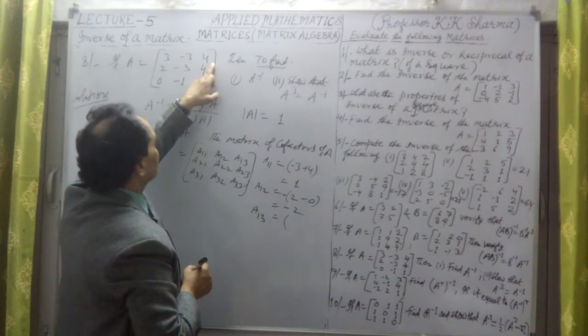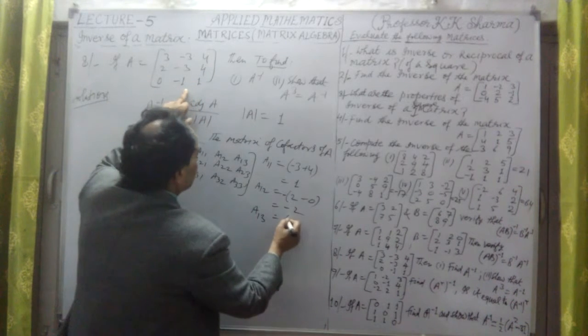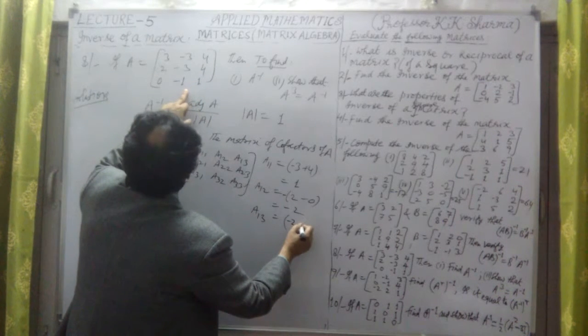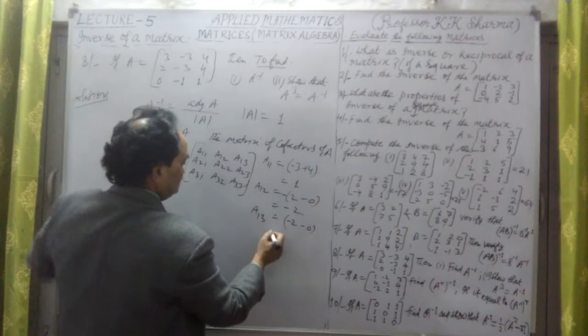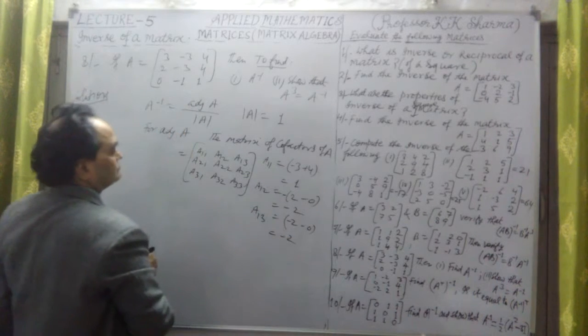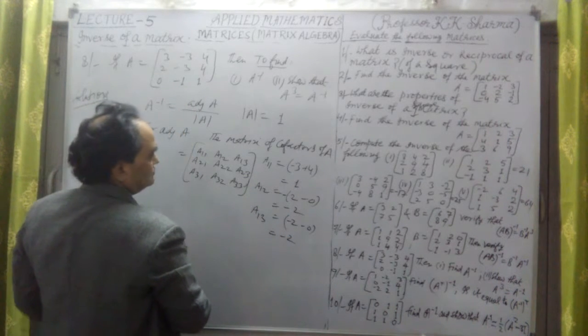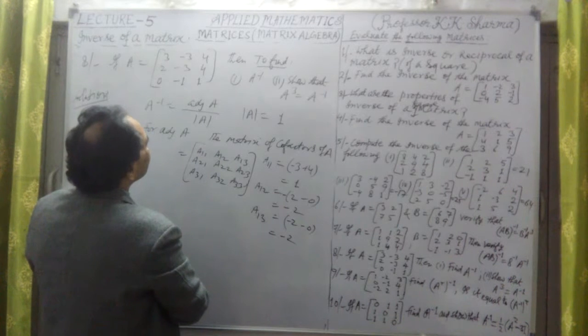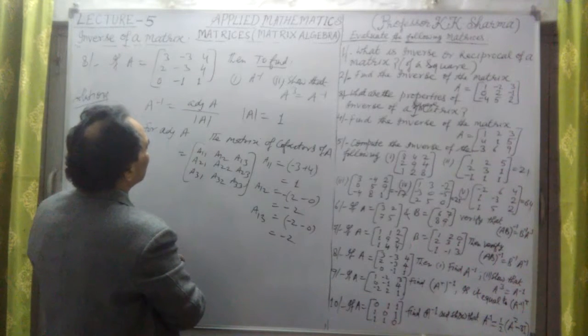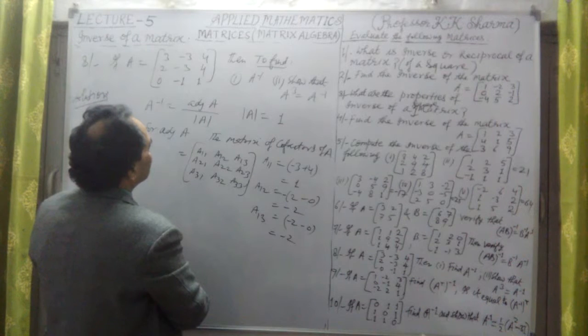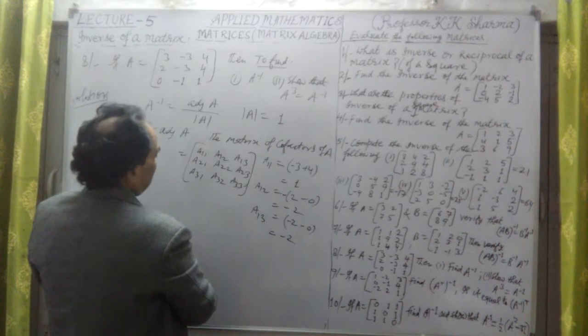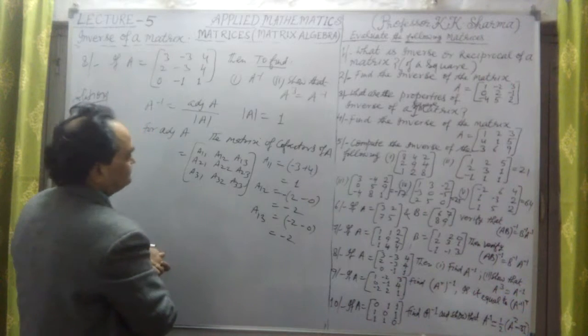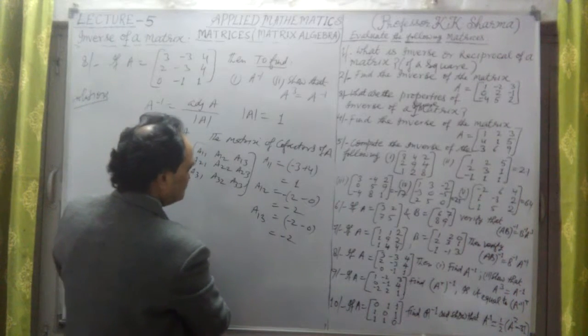Then A13, it is positive. A13 means for 4. The cofactor of 4 is minus 2 and minus 0. That means only minus 2. This is also minus 2. Okay, for 4, minus 2, no doubt. And for 3 it was 2, the plus negative 2, but it will be the minus sign.